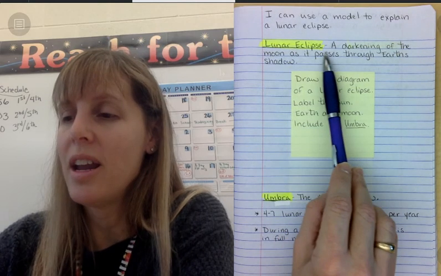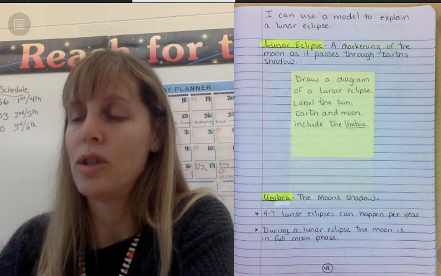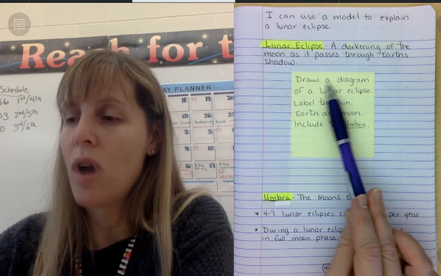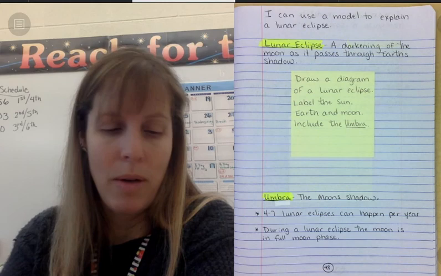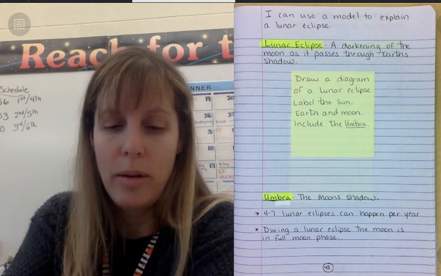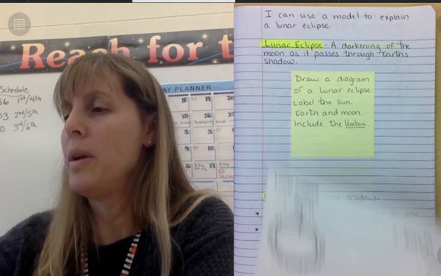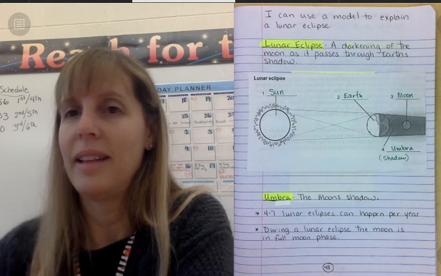It's a darkening of the moon as it passes through Earth's shadow. Today you're going to draw a diagram of a lunar eclipse and label the sun, the earth, and the moon, and include the umbra. When you're done, it will look something like this.